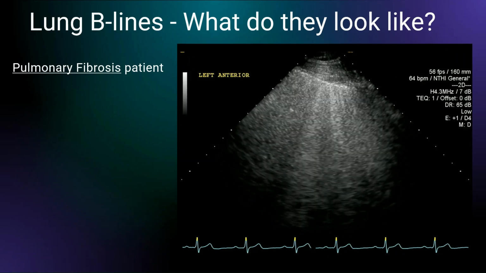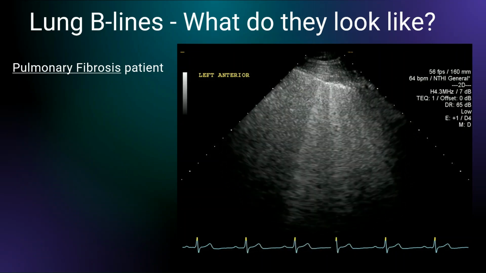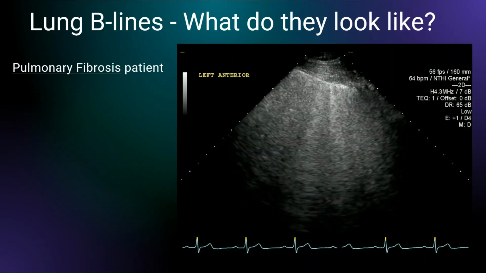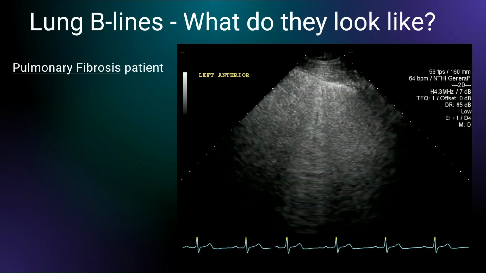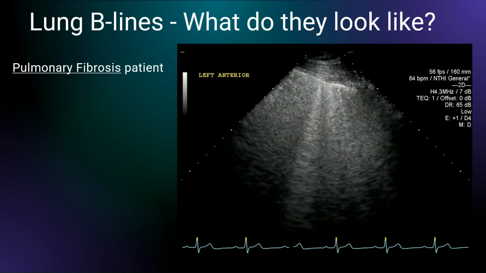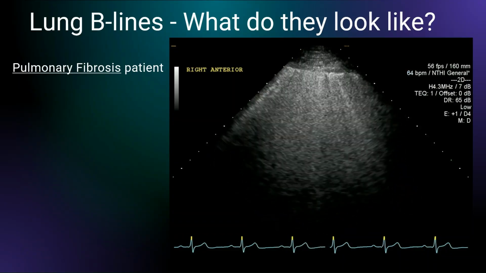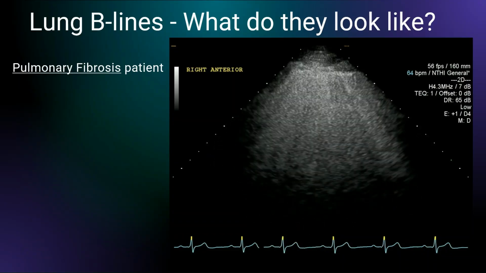And so this patient here has actually got pulmonary fibrosis and a relatively normal heart. So in this case, we'd say the presence of these B lines would be more indicative of the pulmonary fibrosis rather than being related to pulmonary congestion. And this is just the right lung as well, so there's bilateral B lines present in that patient.